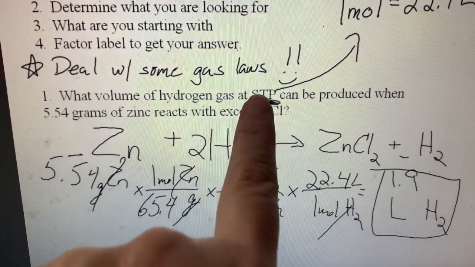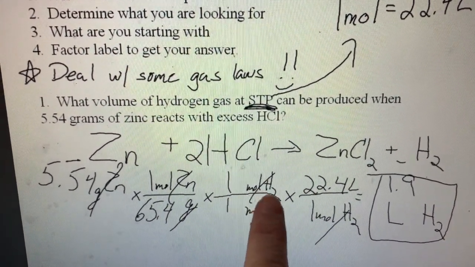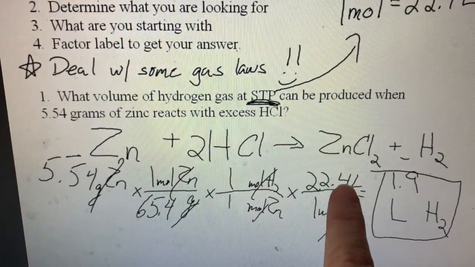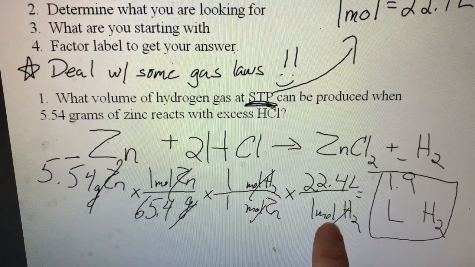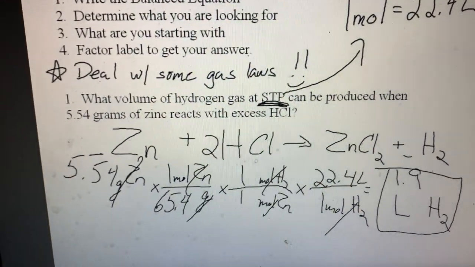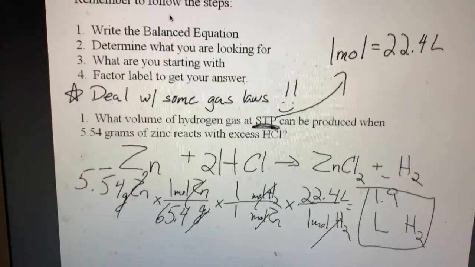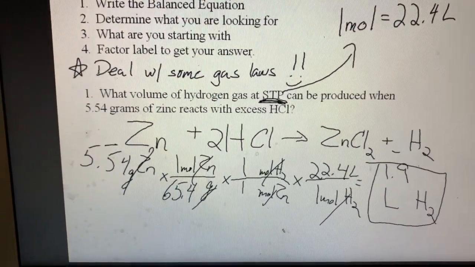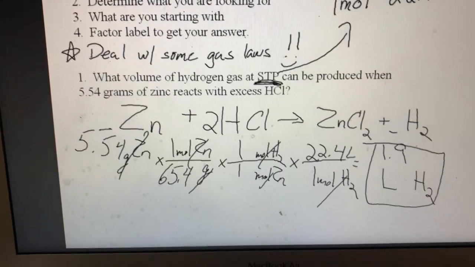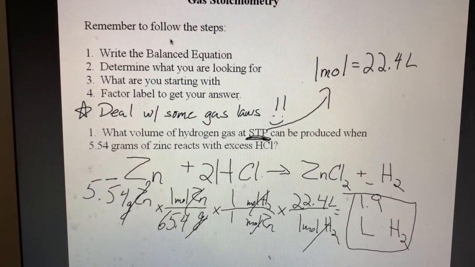Now, because I'm at STP and it's a gas, I can go directly from moles of hydrogen gas to volume of hydrogen gas, because 1 mole of any gas at STP has a volume of 22.4 liters. I then plug that in and I end up getting 1.9 liters. All right, why don't you go ahead and do the next problem on your own? You can pause this video and then we can show you the answer.